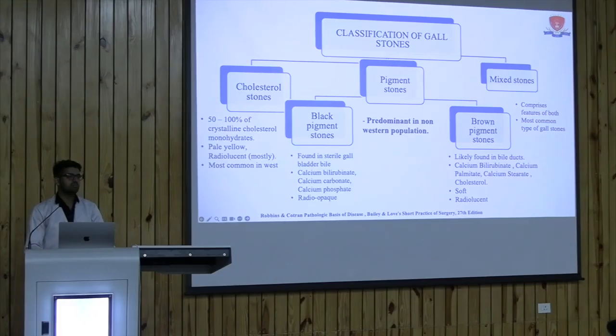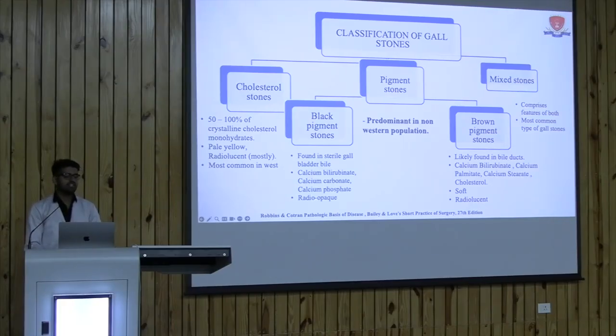Cholesterol stones are named because they are primarily composed of crystalline cholesterol monohydrate, and this main component comprises from 50% to even 100% sometimes, along with bile salts, bile pigments, mucin glycoproteins, and phospholipids. They are pale yellow and radiolucent in morphology and are most common in Western populations.